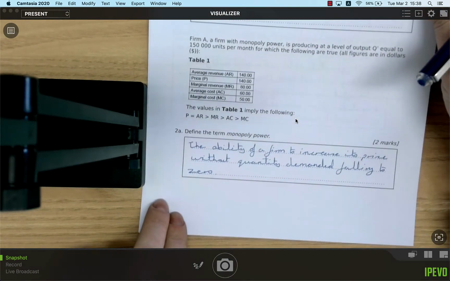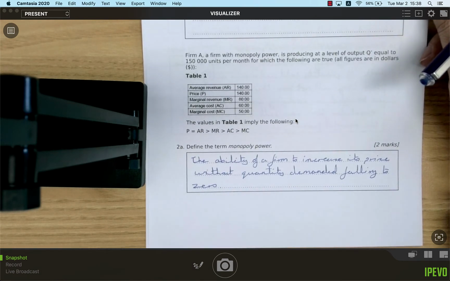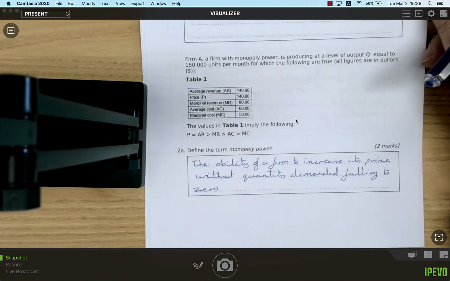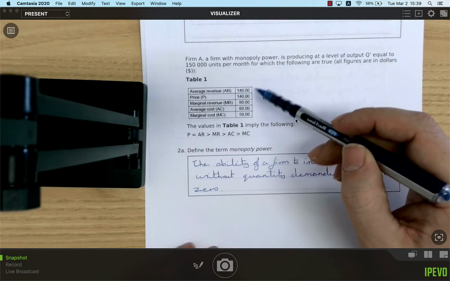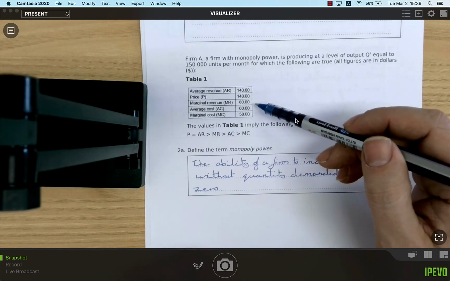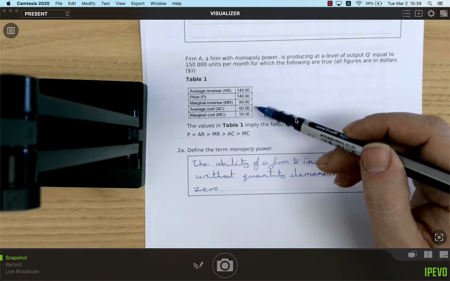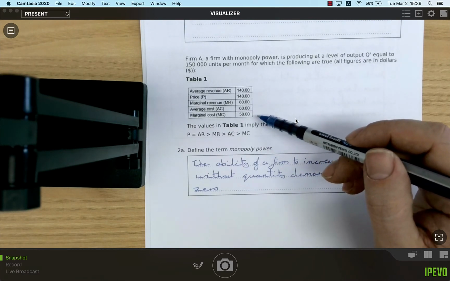Okay, now if we look up here, we've got firm A, a firm with monopoly power, producing at a level of output Q equal to 150,000 units per month. So we've got to remember that one as well, guys. Now, the following are true and all figures are in dollars. We've got the average revenue, which is the same as the price, so that's 140 each. Marginal revenue, which is the amount of extra revenue earned when the firm sells one extra unit of output, is 80. Average cost is the cost per unit of output produced, which is 60. And the marginal cost is the cost of producing one extra unit of output.